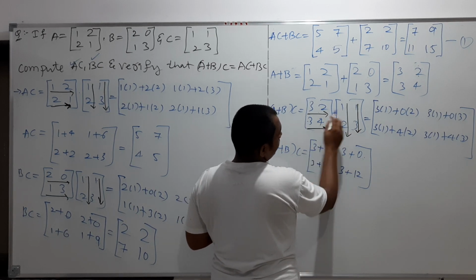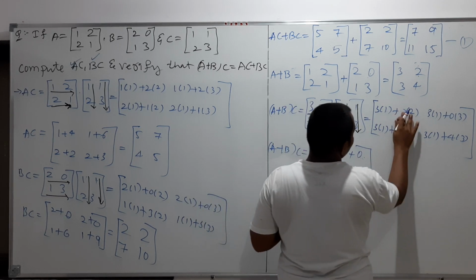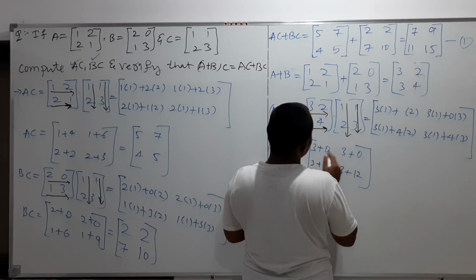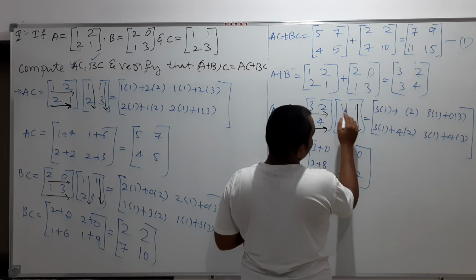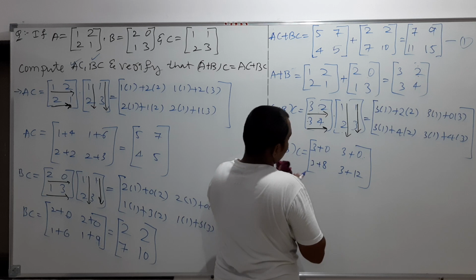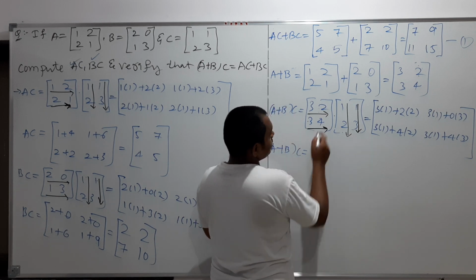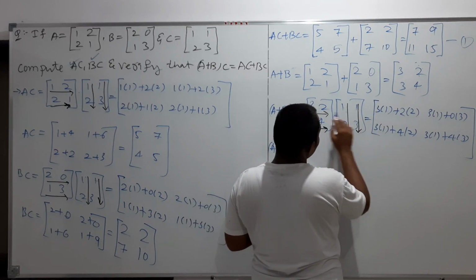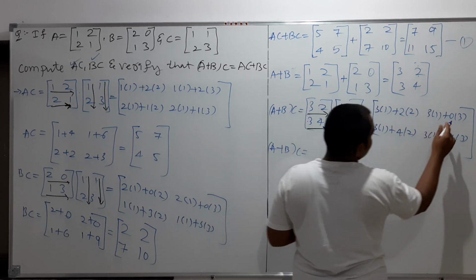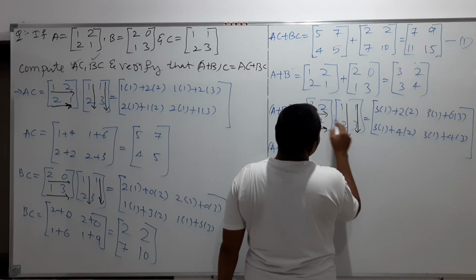First row, first column. 3 into 1 is 3 plus 2 into 2. First row, first column. Next, first row, I simplify once. First row, first column, 3 into 1 plus 2 into 2. Next, first row, second column: 3 into 1 is 3 plus 2 3s are 6. 2 3s are 6.